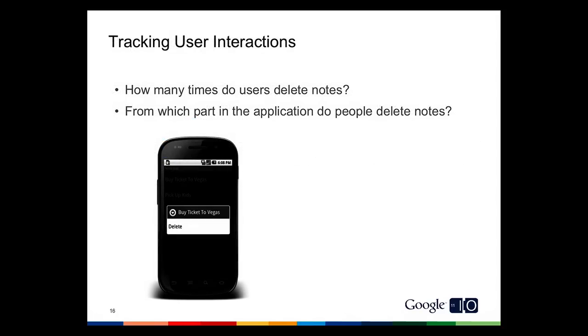So that's how we track content interactions. The next thing we want to show you is how you track user interactions. In this case, we use what's called event tracking in Google Analytics. What we're interested in tracking in our application is the number of times people delete a note. We're also interested to understand from which activities notes are deleted the most. So Jim, let's take a look at a demo and see how to set that up.